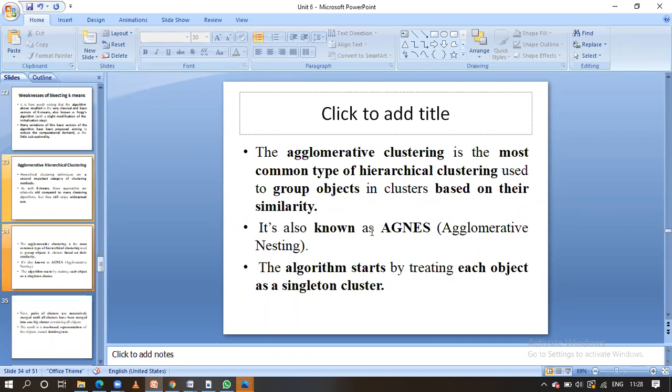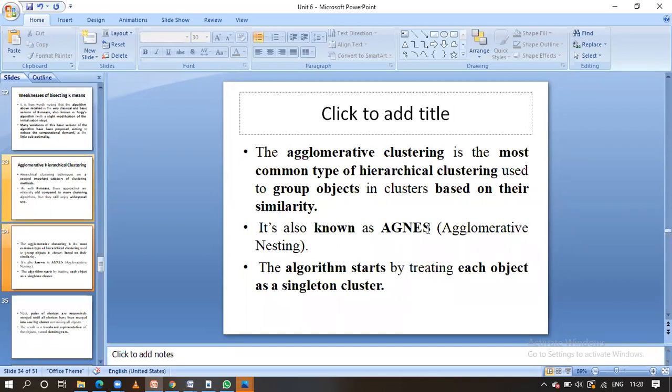It is based on the similarity of the objects. If the objects are similar, we group them and form the clusters. This we call agglomerative nesting. In this algorithm, first we start by taking each object as a singleton cluster, guys.